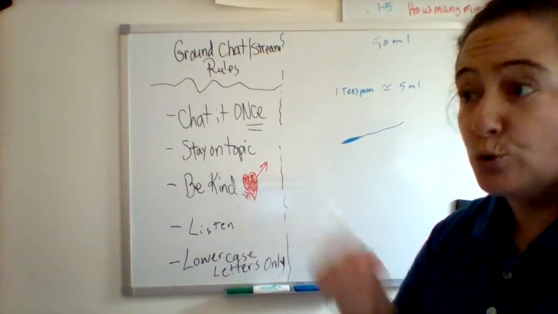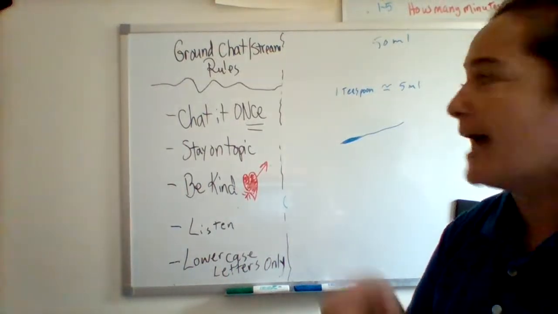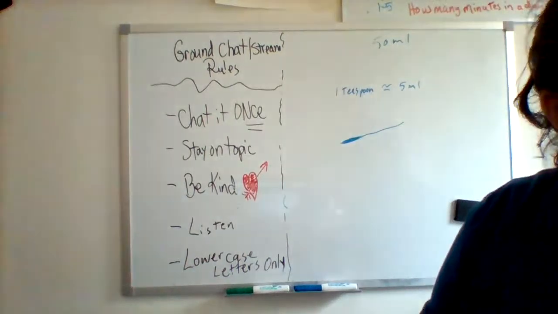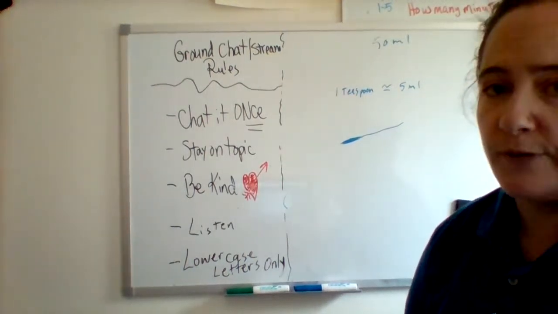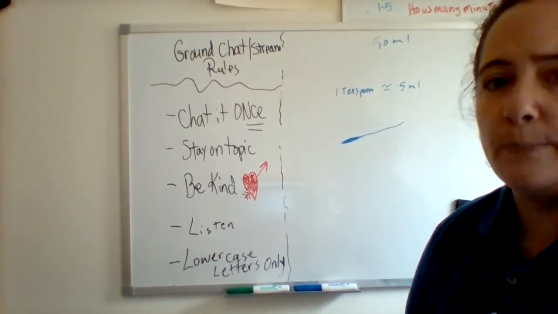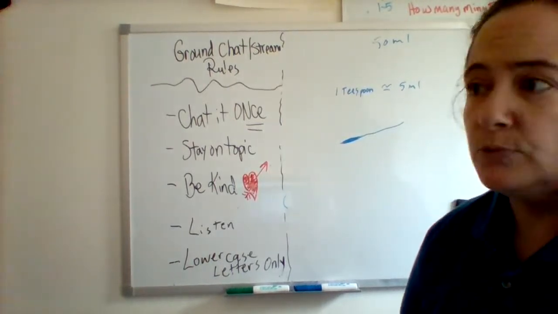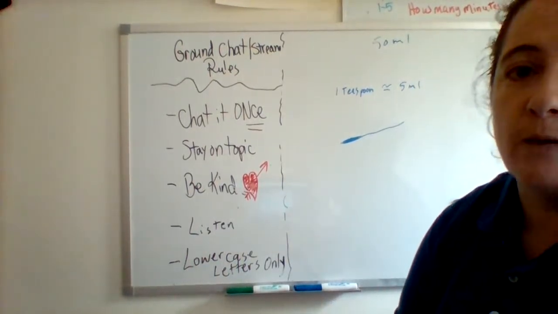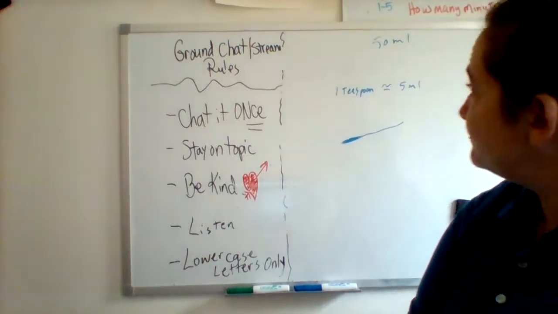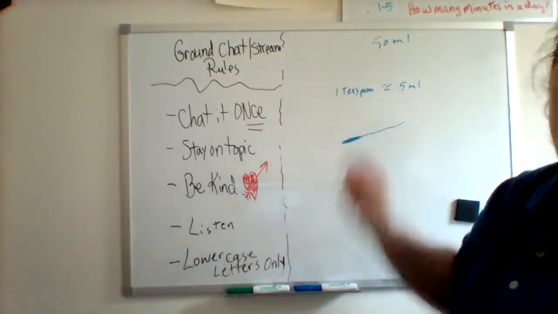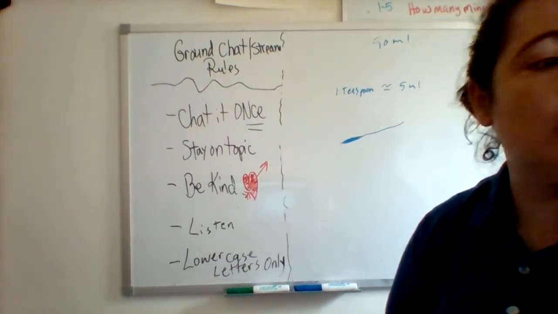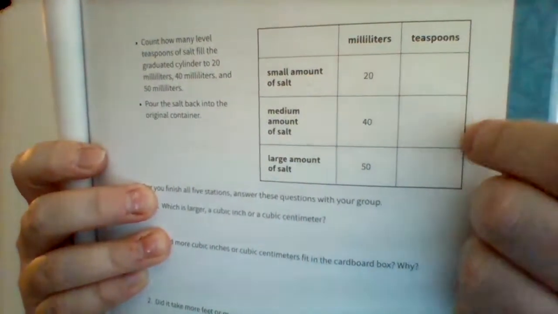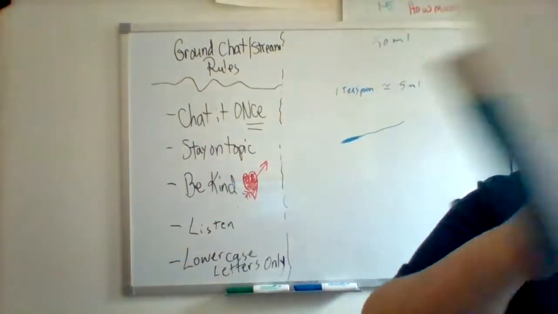If by any chance you do have a graduated cylinder that's 50 milliliters or higher, feel free to ask permission from your family to use the salt or something comparable like dirt or sand to place into the graduated cylinder to estimate how many teaspoons it would take. But this conversion right here is enough information for you to fill out the chart. How many teaspoons would it take for 20, 40, or the full 50 to fill it up?